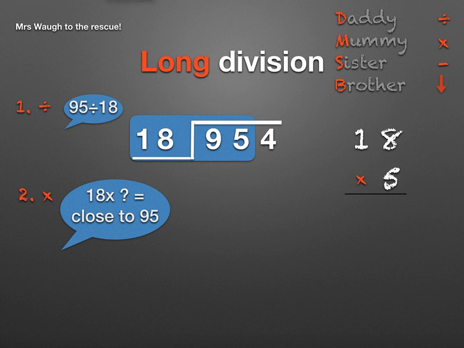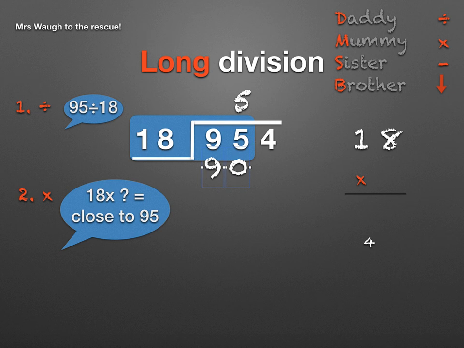So I set my sum out at the side, 18 times 5. I do the working, I know that 18 times 5 makes 90. Therefore, I move that number there. 18 times 5 makes 90. That one goes across here. And then I know that I've done my daddy. I've done my multiplication. And then I've put the answer in here.